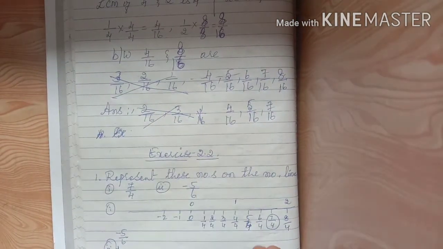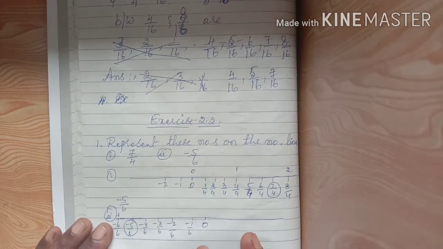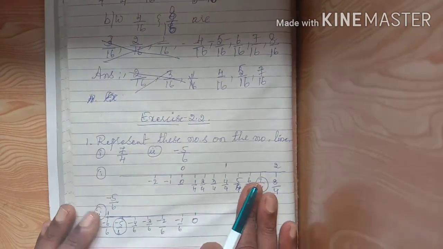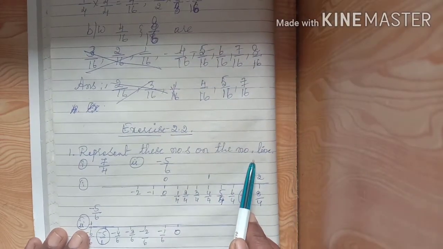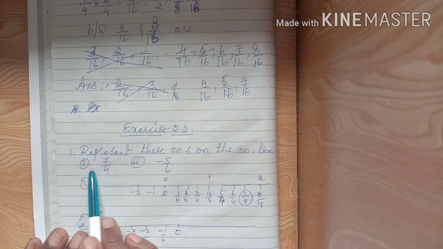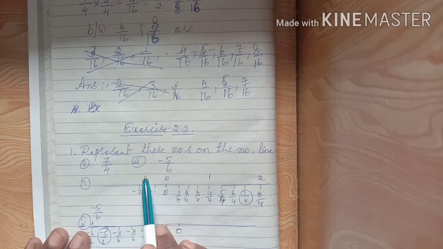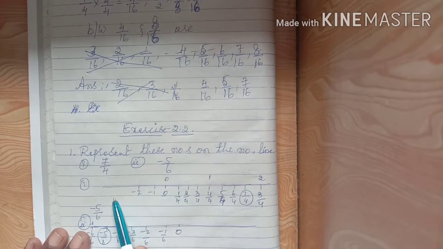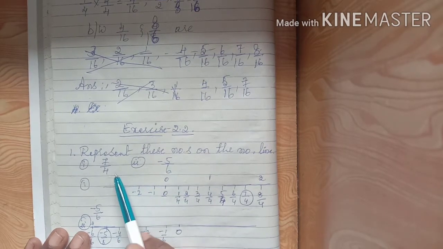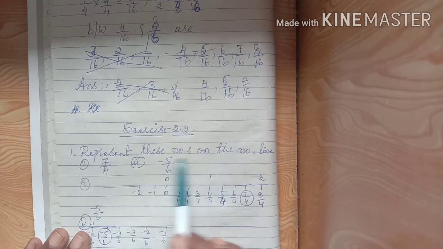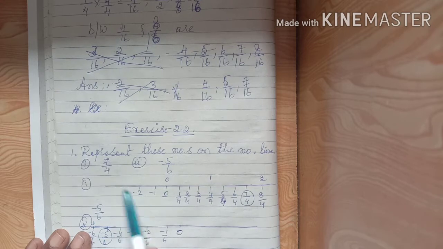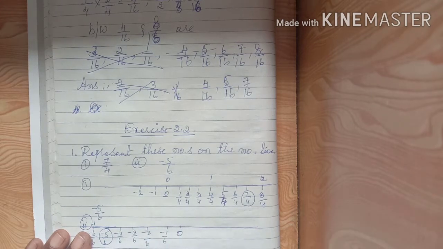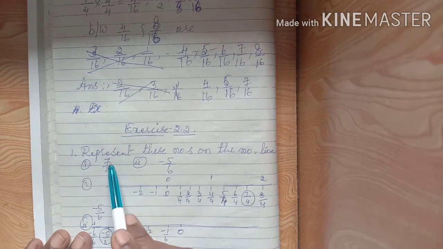The next is the exercise based on these examples. We have exercise 2.2, children. In this, represent these numbers on the number line. Now the first problem is 7 by 4 and the second problem is minus 5 by 6. First we have to represent 7 by 4. How to locate or represent 7 by 4 on the number line, children?